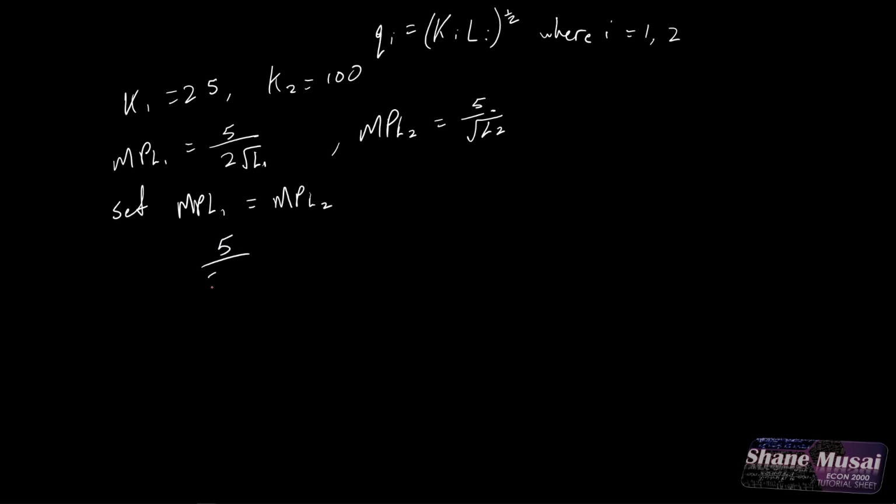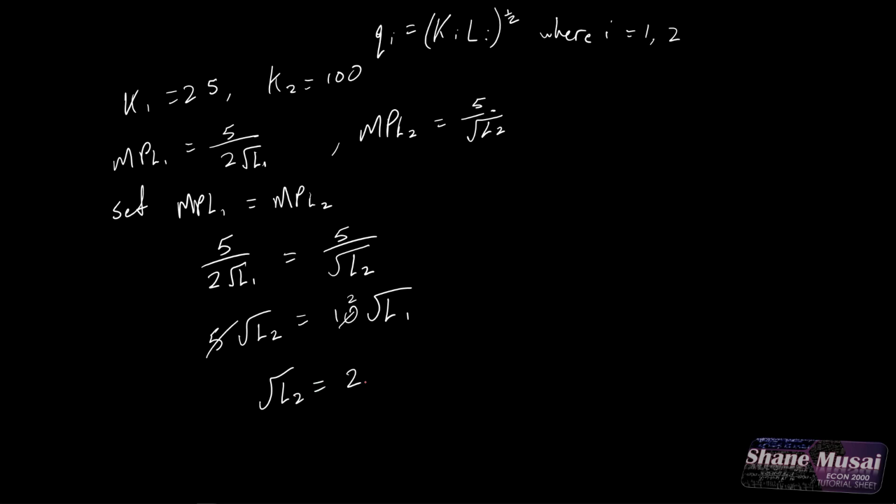Therefore, 5 over 2 times the square root of L1 is equal to 5 over the square root of L2. So 5 times the square root of L2 is equal to 10 times the square root of L1 just by cross multiplying. And therefore, the square root of L2 is equal to 2 times the square root of L1. And if you square both sides, you will get that L2 is equal to 4 L1. Let's just come across here.